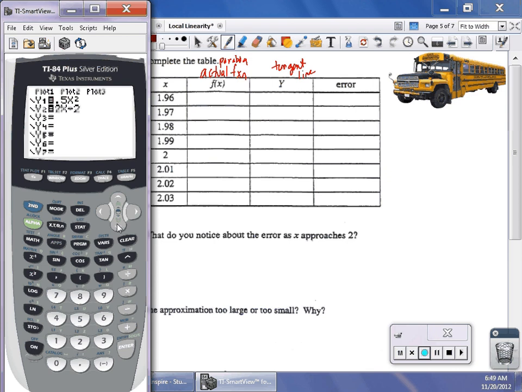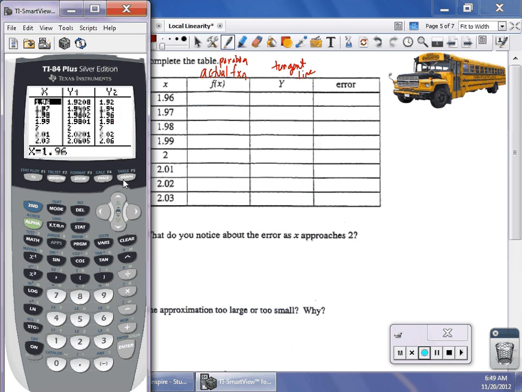If you go to your table set, I don't know if you're familiar with your calculator or not, so I'll walk you through this. You can set the calculator where I have independent, you can set that on ask so that you can ask for specific values. I've already set this up in my calculator, and then when I go to the table, you can see, now remember my y number 1 was the actual function. Oh, it's the same way they have it. Y number 1 is the actual function. Y number 2 is the equation of the tangent line. And by subtracting these values, you can see how much error there is.